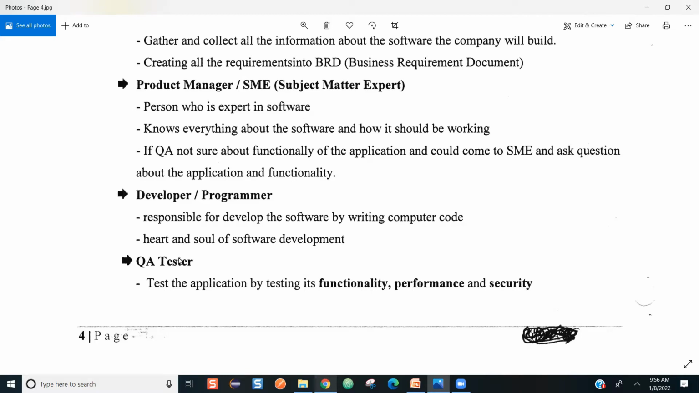Onshore and offshore, as you know, you are working for a company, and you are supposed to go on-site to the company.